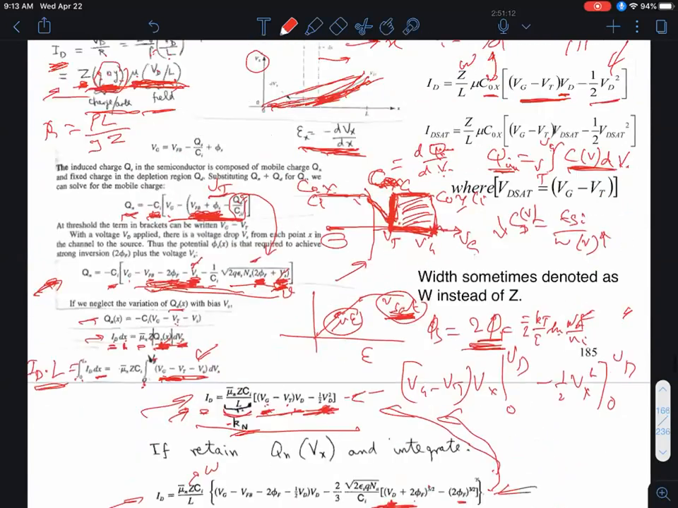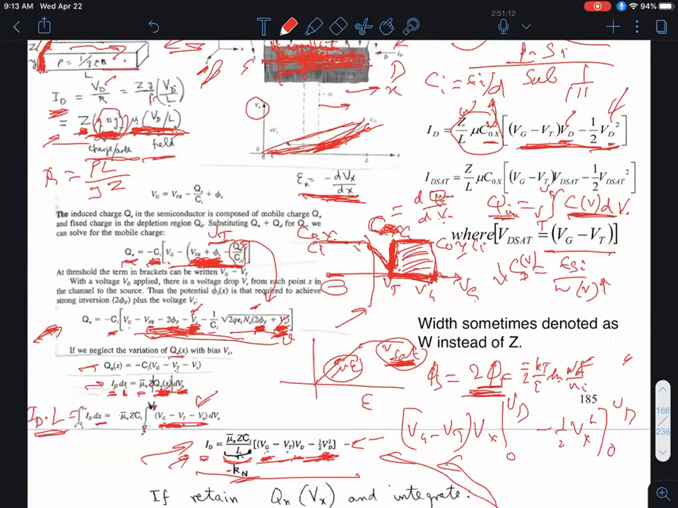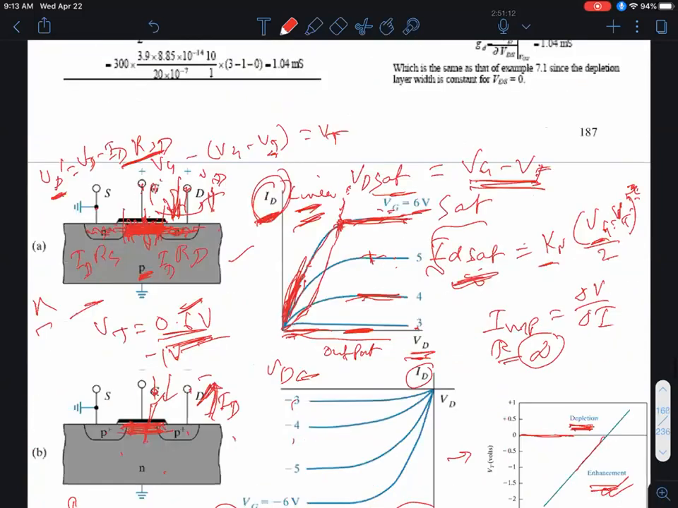And you can come up with an expression for that ID sat by taking this linear region expression and simply plugging in VD sat, which is equal to VG minus VT, and you'll see that you end up getting VG minus VT whole square minus half VG minus VT whole square. So that just works out to this term divided by 2, meaning that the drain current does not depend on drain voltage, and it depends quadratically on VG minus VT. So the spacing is going to be gradually increasing.